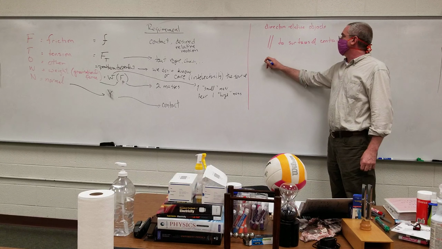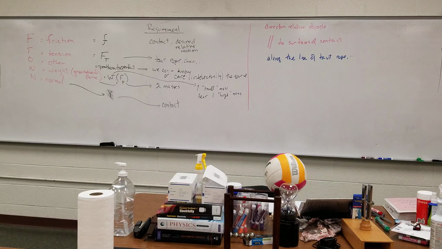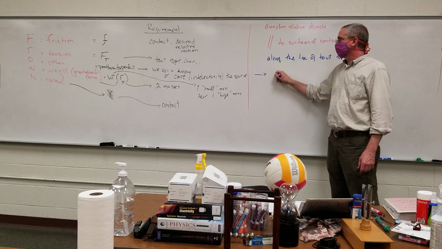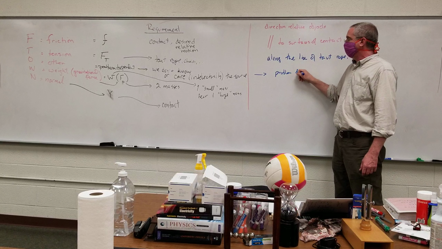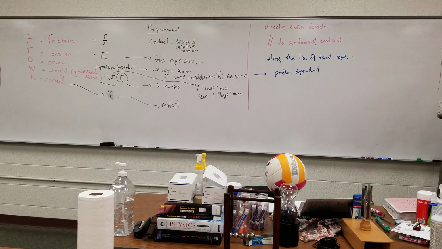Tension is along the line of the taut rope, chain, string, whatever happens to be tight. So in the example in the hallway, when the people in the inn were pulling on it, the tension was going straight along, parallel to the rope. Other, problem dependent. The problem will tell you the direction of that force.